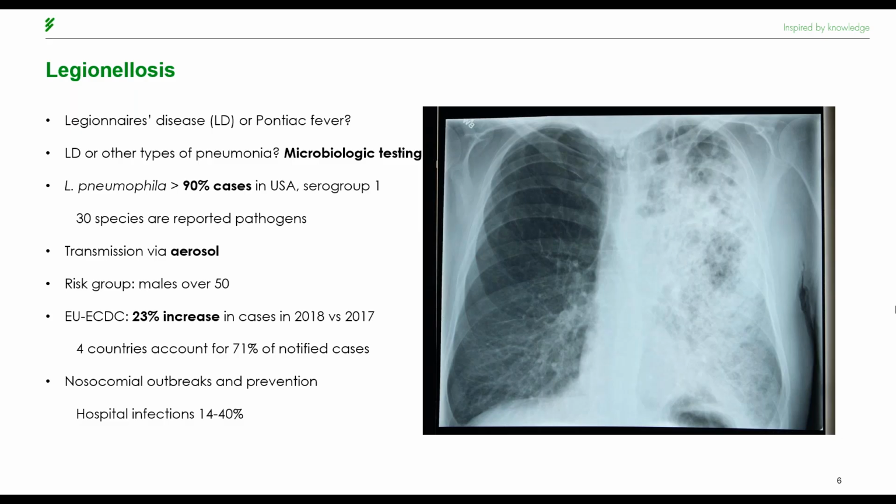In the European Union, according to the ECDC, which is the European Centre for Disease Prevention and Control, there has been a 23% increase in cases in just a year. Four countries account for 71% of all notified cases. And it is because of this trend that an analysis of Legionella in homes has been proposed, although it is not yet contemplated in the legislation or near it.